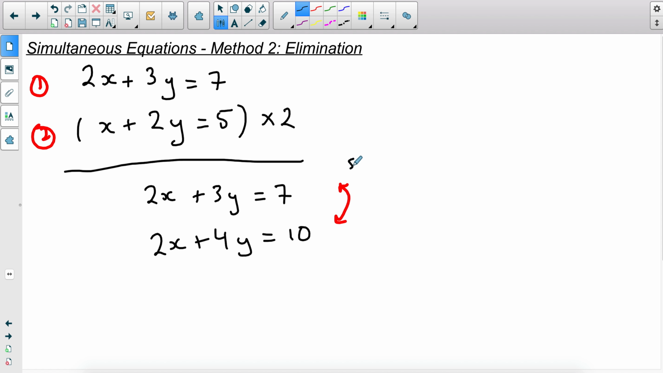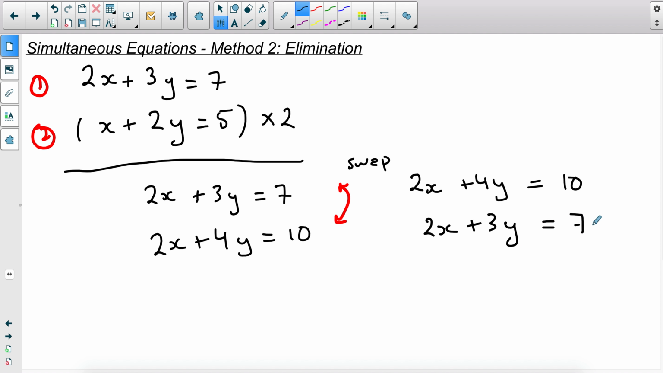So we can easily change that by swapping the equations. So we're going to swap the equations, and we're going to write 2x plus 4y equals 10, and then 2x plus 3y equals 7. Now we can subtract the two equations. So just as you do with subtracting normal numbers using a column method, it's the same idea, except that we're going to do it term by term, and there are equals and positive signs in there. So I'm going to go term by term.